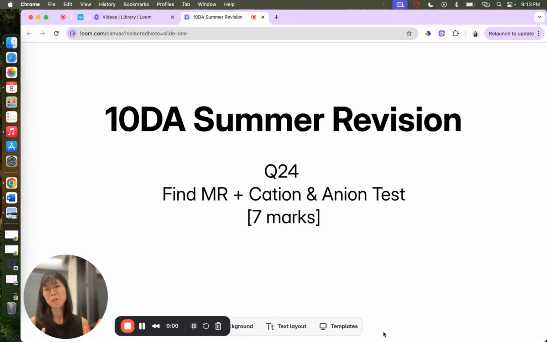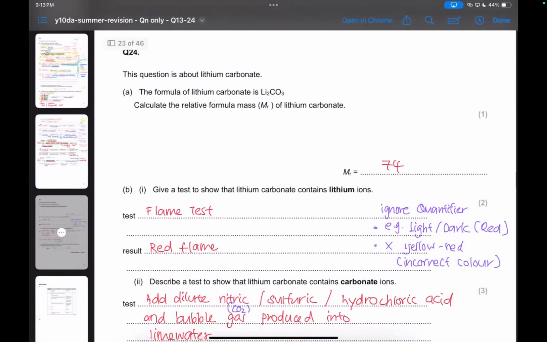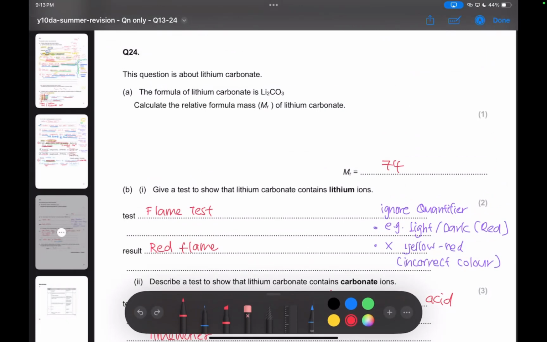Hey, we're doing the last question, just 7 marks. Hang in there. Okay, so we're trying to find Mr. If you have a periodic table nearby, that would be really, really helpful. So let's get started. With this question, we are looking at the Mr, relative formula mass, for lithium carbonate.